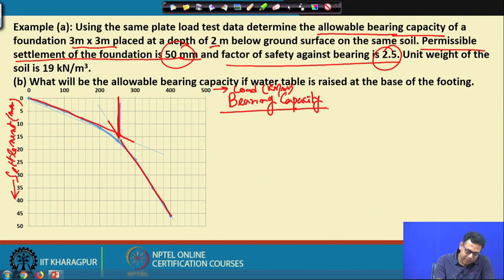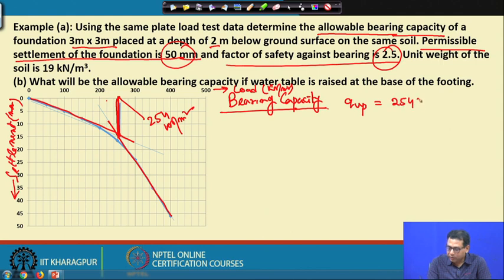So, the corresponding value is coming out to be 254 kilonewton per meter square. So, this is 220, 240, this is 254, from the chart. So, that means the QUP, the ultimate load, is 254 kilonewton per meter square. So, this is the granular soil, the sand.